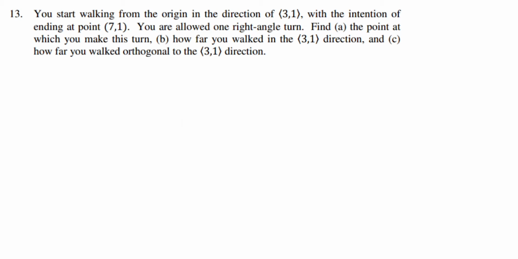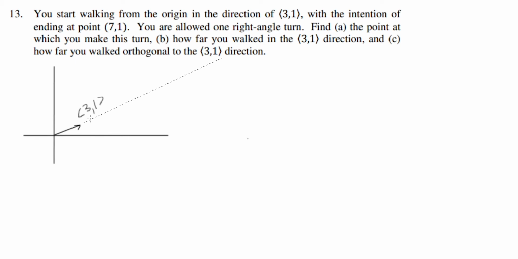So the first thing I want to do is make an accurate diagram of the picture. So I'm going to start with a coordinate plane, and it says that I start at the origin. So that vector 3, 1, we walk it in that direction. So 3 units over 1, 2, 3, just approximately, and 1 unit up. So that's my vector 3, 1. And I walk along that direction.